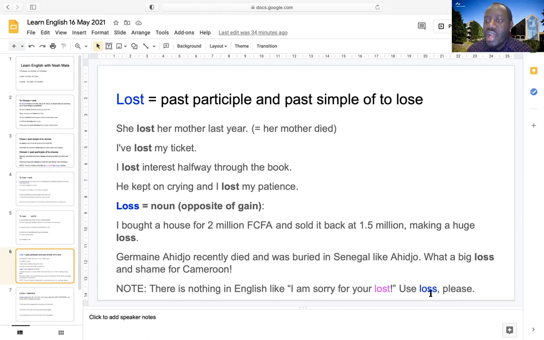I'm sorry for your loss, okay? Or what a huge loss for us. Or what a huge loss for our country, for our community, for our kingdom, for humanity, for the world. It is loss, loss, loss, not lost. So don't say you are sorry for someone's lost. No. It is, I'm sorry for your loss, or I'm sorry about your loss, or I understand your loss and I sympathize with you.